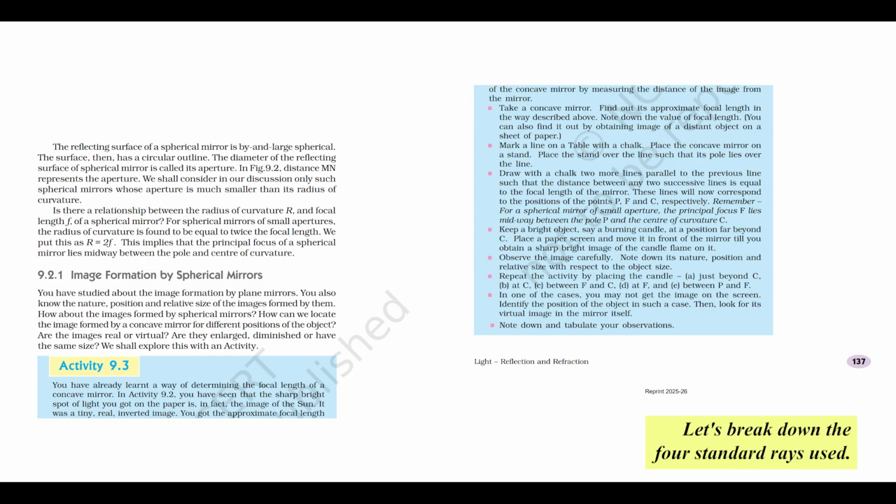Let's break down the 4 standard rays used. Mastering these is non-negotiable for boards and competitive exams. Here are the 4 key rays, step by step. Rule number 1. A ray traveling parallel to the principal axis. After reflection from a concave mirror, this ray passes directly through the principal focus, F. After reflection from a convex mirror, this ray appears to diverge from the principal focus, F, located behind the mirror. Trace the reflected ray back and it'll point to F. Okay, parallel ray goes through F for concave, or appears to come from F for convex.